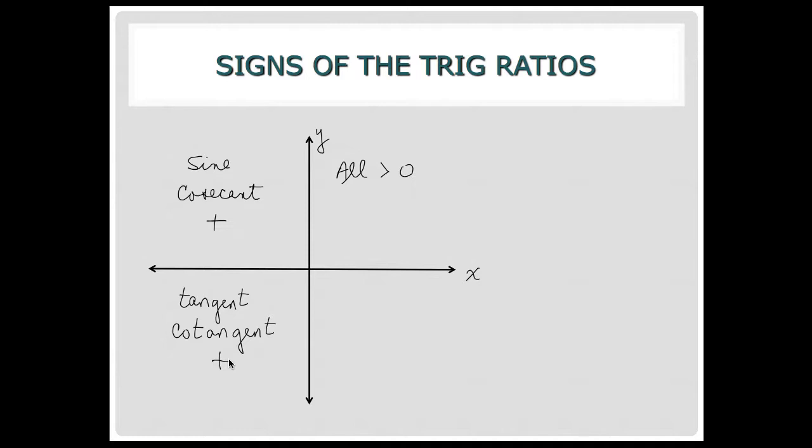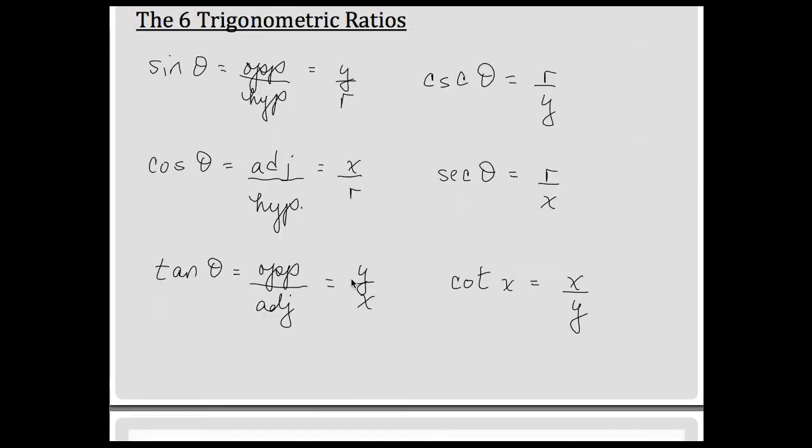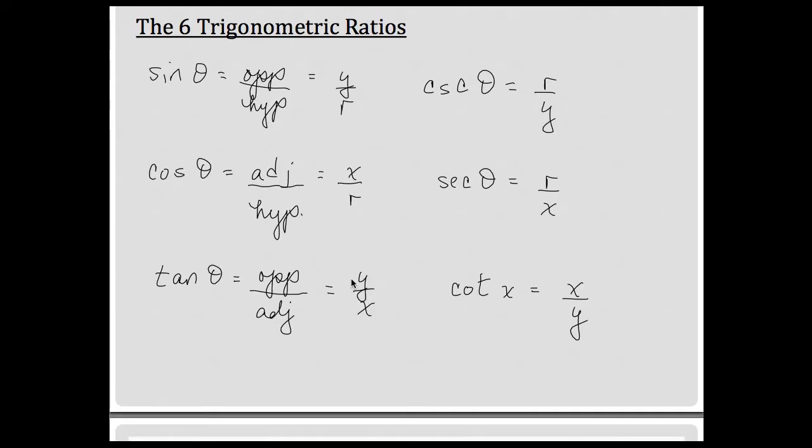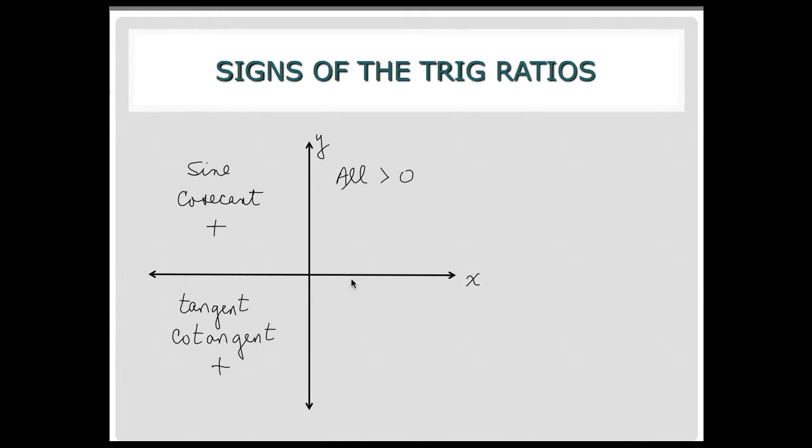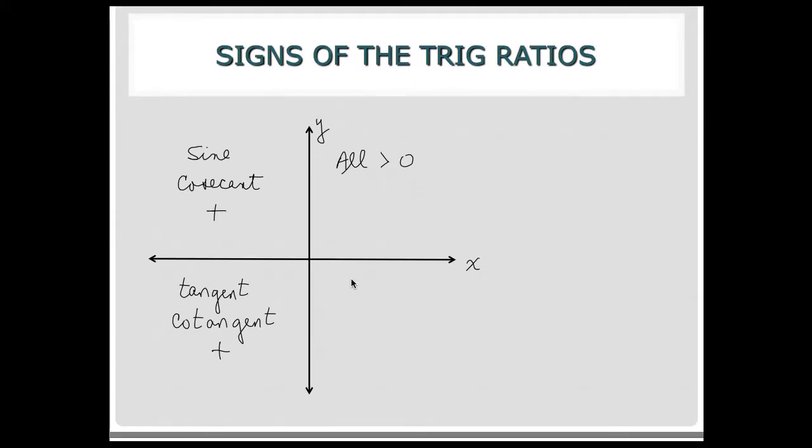Finally, in the fourth quadrant, x's now are positive again, but y's are negative. So if you think of our ratios and what combinations would produce a positive fraction, knowing that x's are positive, y's are negative, and r's are positive, it ends up that cosine and its reciprocal secant end up being positive.